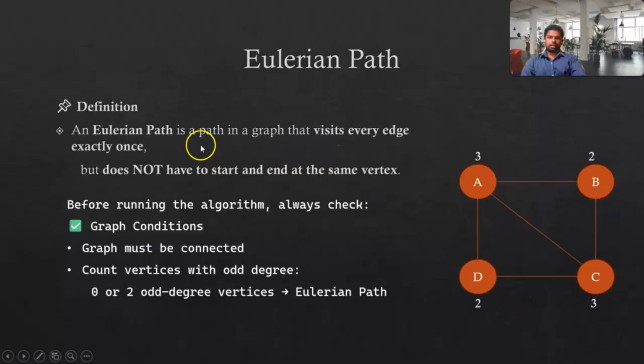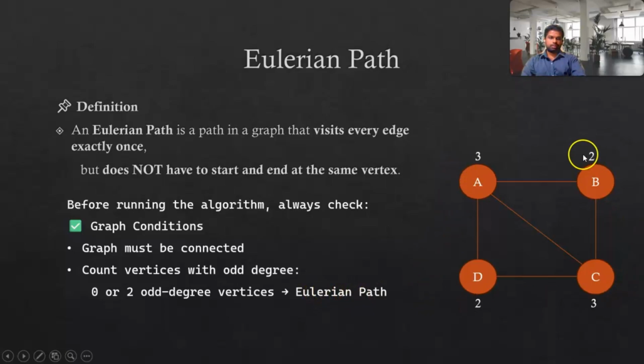An Eulerian path is a path in a graph that visits every edge exactly once, but does not have to start and end at the same vertex. Before running the algorithm, always check graph conditions. The graph must be connected. Count vertices with odd degree. Zero or two odd degree vertices means it can have an Eulerian path.